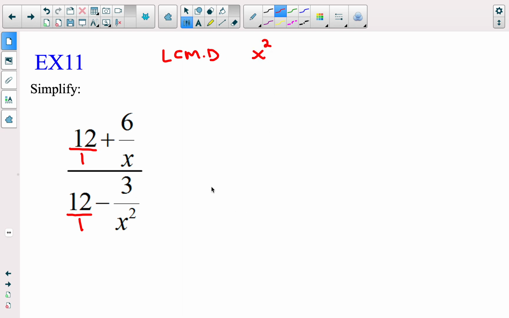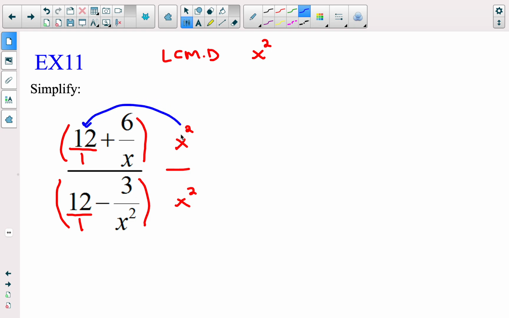So what we're going to do is multiply by 1, but in the form of x squared over x squared. So I'm multiplying x squared to the numerator of the complex fraction and the denominator. That's going to require me to group both the original numerator and denominator, because I'm going to have to distribute x squared to both of these, right? All right, and then when we're doing this here, we're still going to have a fraction, but we're going to clear all the denominators, those little denominators, from both original numerator and denominator.